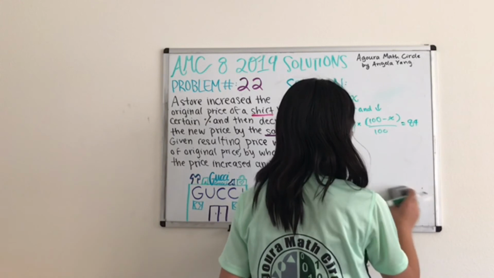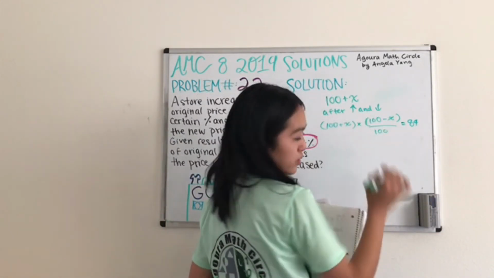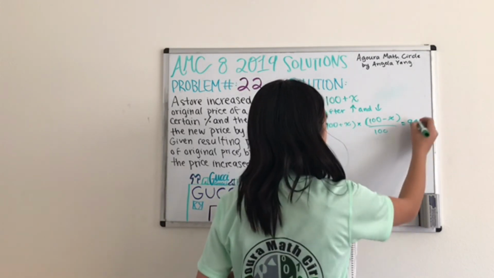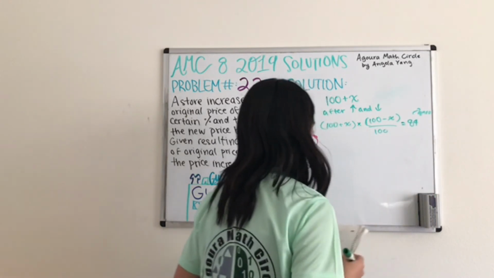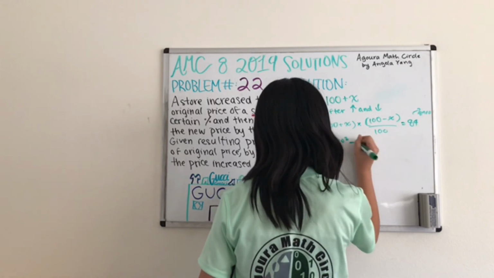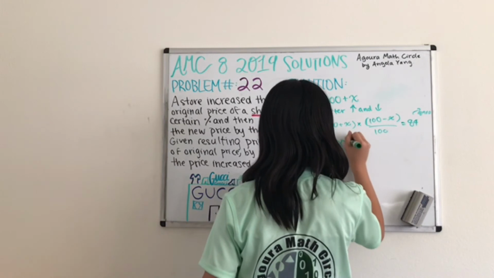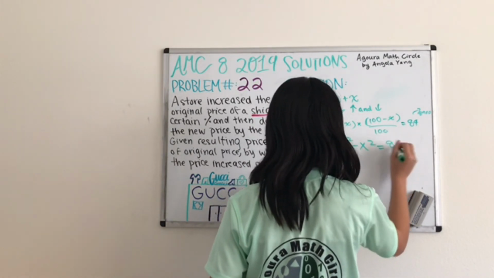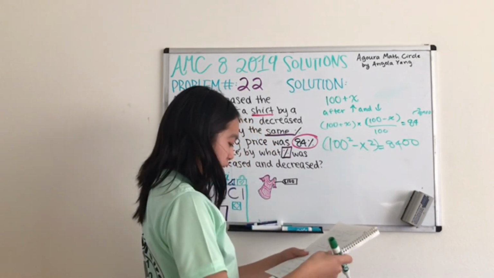So now that we have our basic equation, it's time to solve. So we should know the distributive property and then multiply 100 to this side. So this becomes 8,400. And then we get 100 squared. This is very tiny, sorry. 100 squared minus X squared equals to 8,400. And then now that we have that, we just solve.